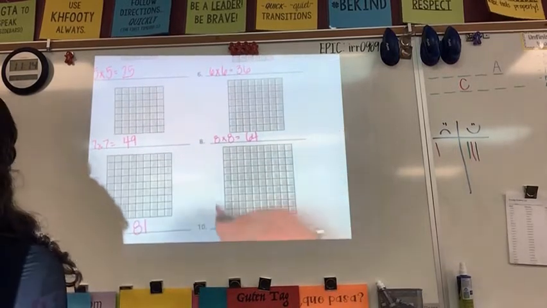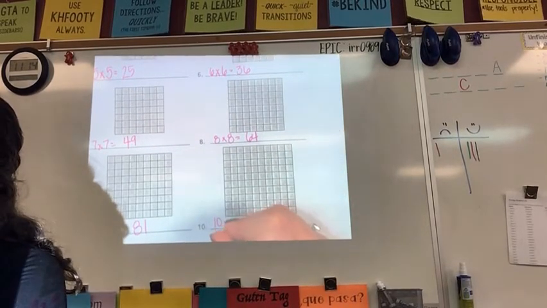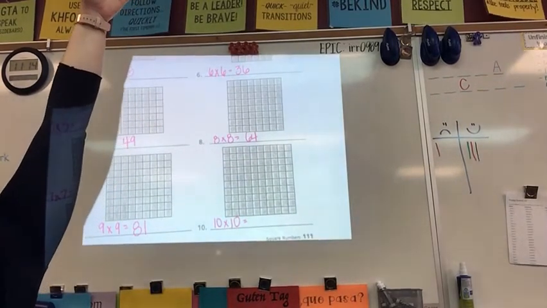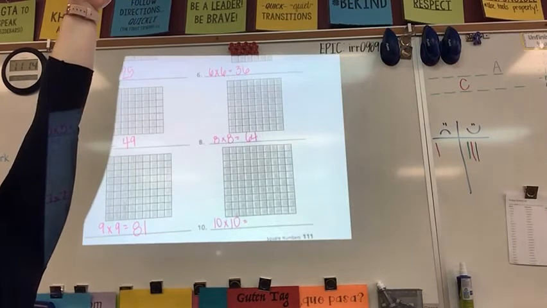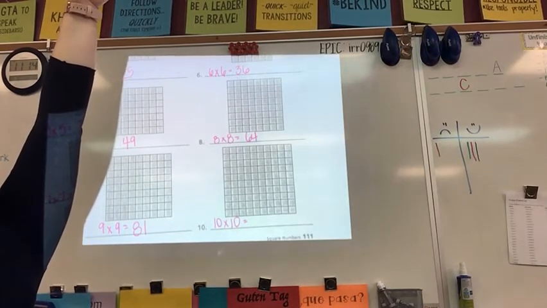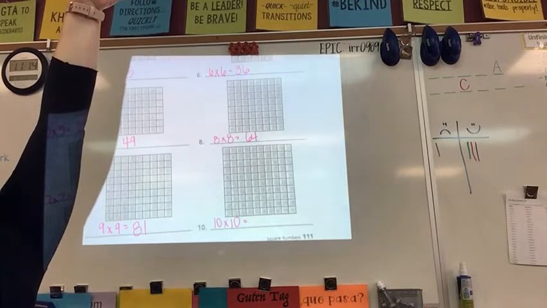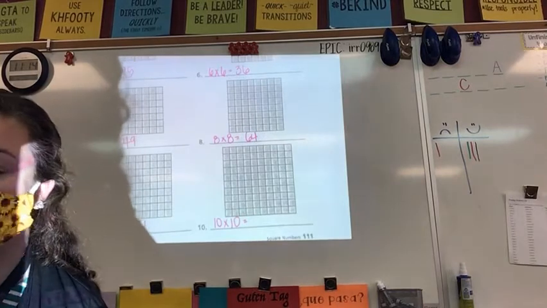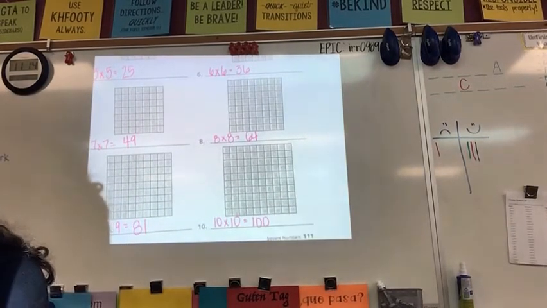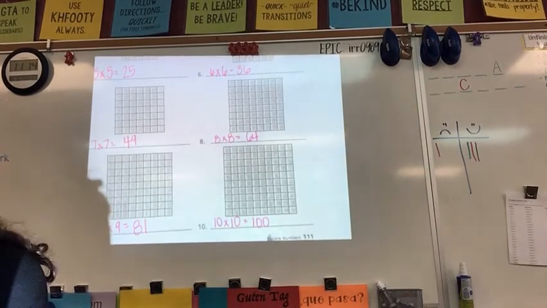Okay, this one I think I'm going to give all of you, so I'm going to jot it, and then I'll give you your wait time. 10 times 10. Who thinks they can tell me this one? What will the area of my 10 by 10 square be? 100. Nice, which means that's my last example, and 100 is another example of a square number.